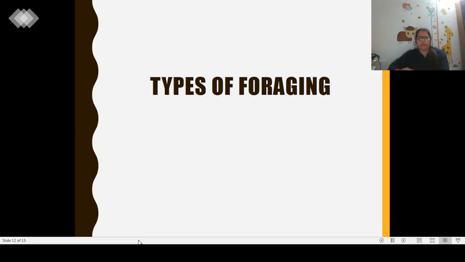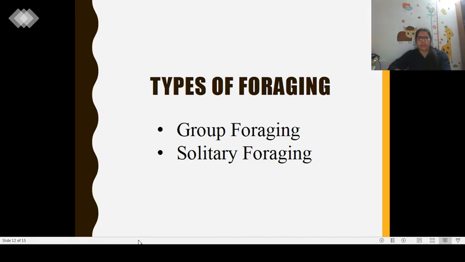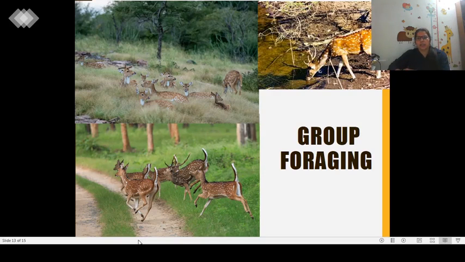Types of foraging: we have two types of foraging, group foraging and solitary foraging. Solitary foraging I have discussed in detail earlier. Today I'll go for group foraging. Here you can see three pictures on the canvas. In the first picture, a cheetal herd is looking alert because of some danger in the surrounding, while in the second picture the group is running as they have sensed a predator in close proximity, which has been conveyed by its posture of keeping the tails up.